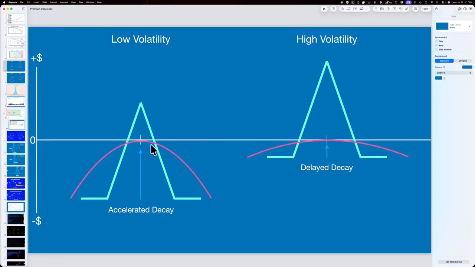So that's what we do. That's why we change the width of butterflies. Makes sense, right? Low volatility, we go narrow. High volatility, we go wide.